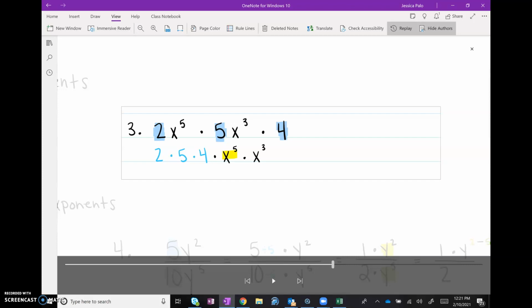Let's simplify. 2 times 5 times 4 equals 40. Now we can use our product of powers property to add our exponents 5 and 3. 40x to the 5th plus 3rd power equals 40x to the 8th power.